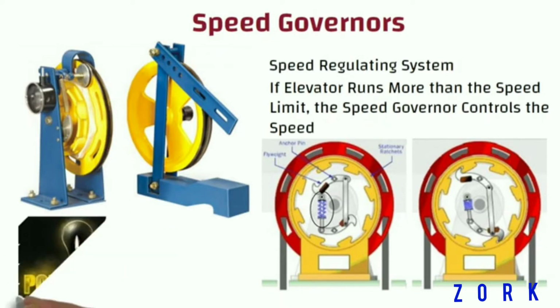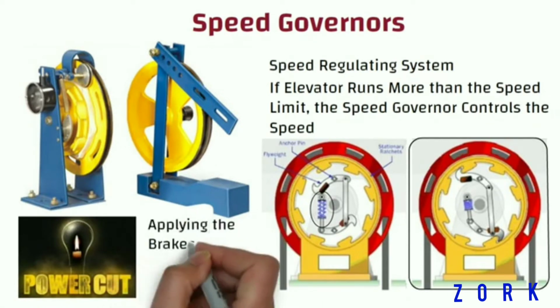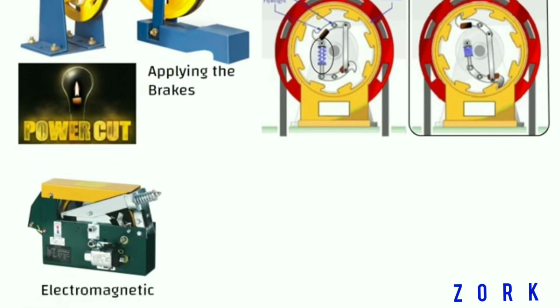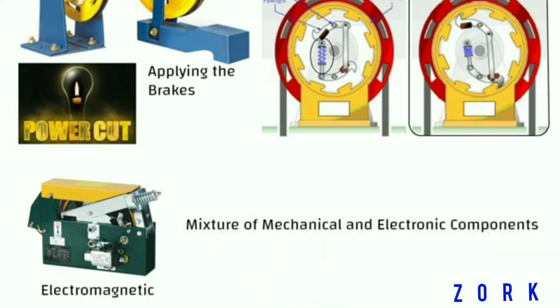First, they might cut power to the lift motor. If that fails and the lift continues to accelerate, the arms will fly out even further and trip a second mechanism applying the brakes. Some governors are entirely mechanical, others are electromagnetic, still others use a mixture of mechanical and electronic components. It is usually attached to the bottom of the car and it is also known as governor rope.